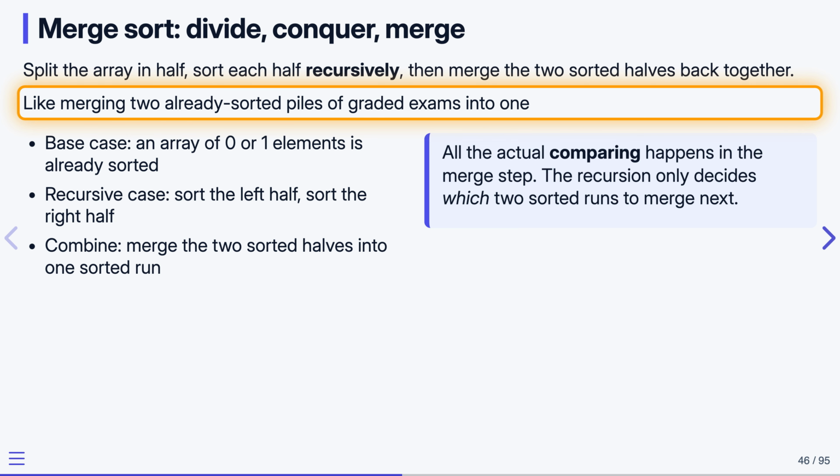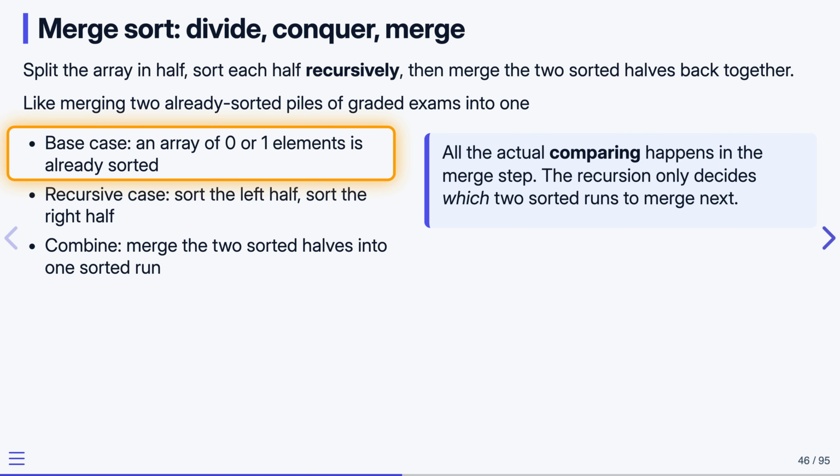Think of two piles of graded exams. Each pile is already sorted by score. To make one combined sorted pile, you look at the top paper of each pile, take the lower one, and repeat. Each step is one small comparison.